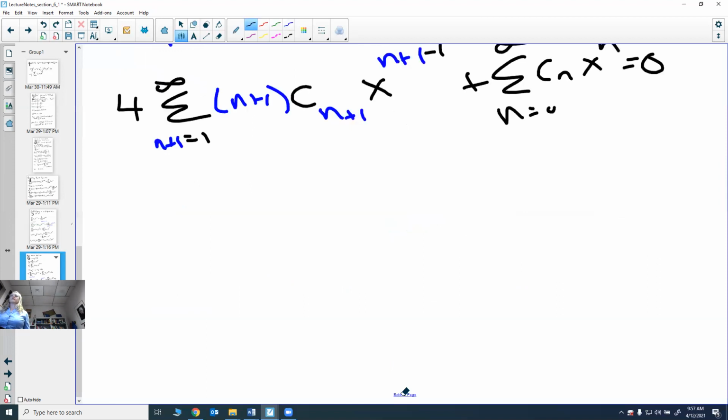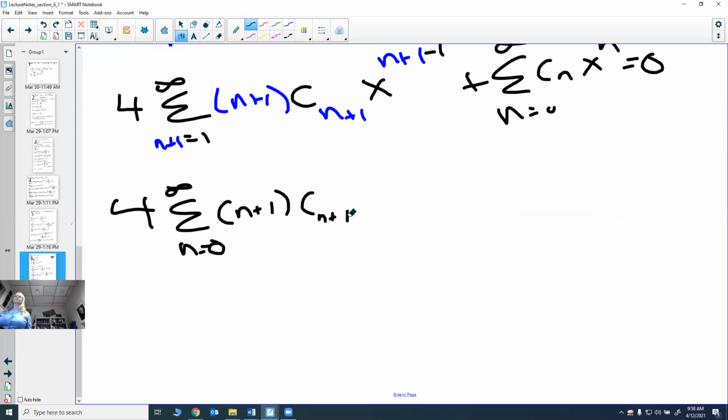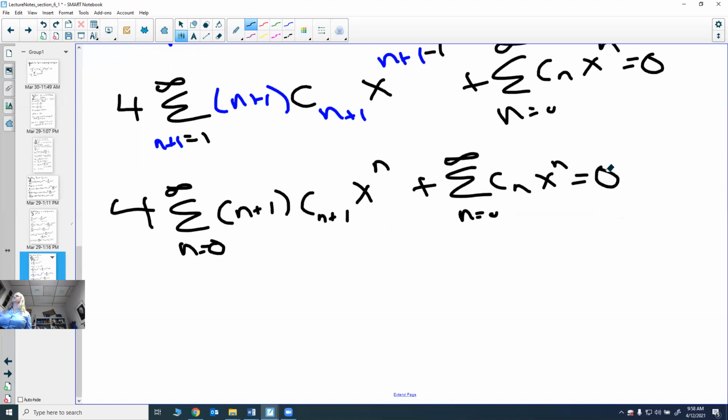All right, so now we can see how we can simplify this a bit. We have 4 times the summation, where n plus 1 equals 1 means, solving for n, n equals 0 to infinity, of n plus 1, c sub n plus 1, x to the n, plus the summation n equals 0 to infinity of c sub n x to the n equals 0.